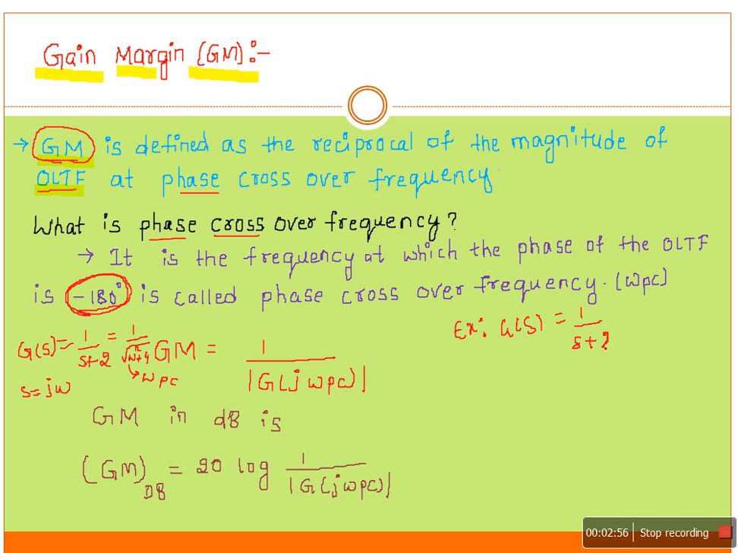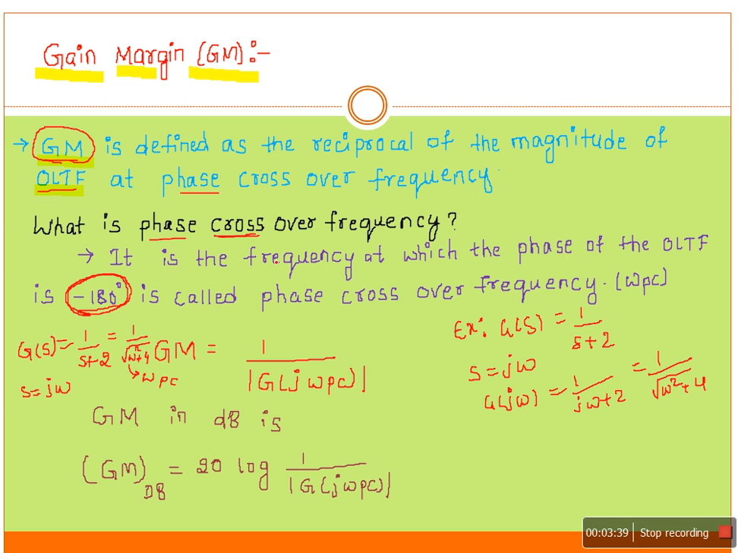So what is the gain margin? The gain margin is the reciprocal of the magnitude of this open loop transfer function. In frequency response analysis we substitute s with j omega. So here G(j omega) becomes 1 by j omega plus 2. If you take the magnitude, it becomes 1 by square root of omega squared plus 4. So we need the omega value. Here omega is the phase crossover frequency. So how do we calculate the phase crossover frequency?